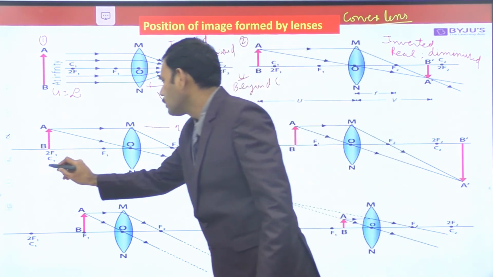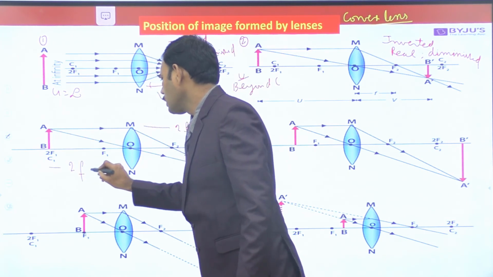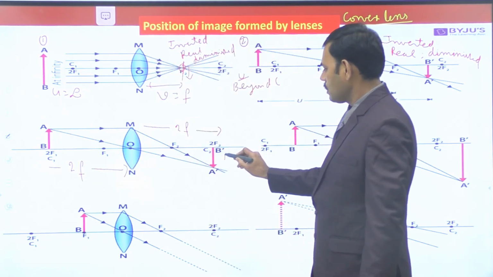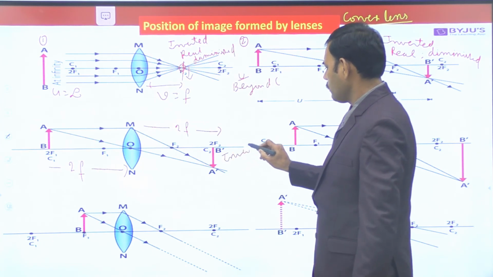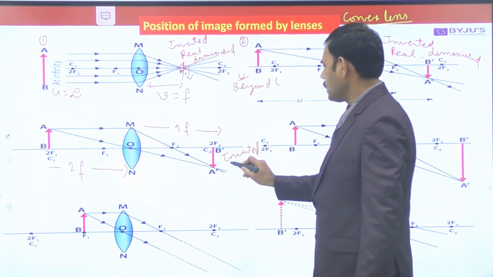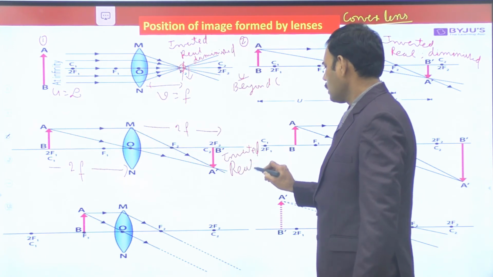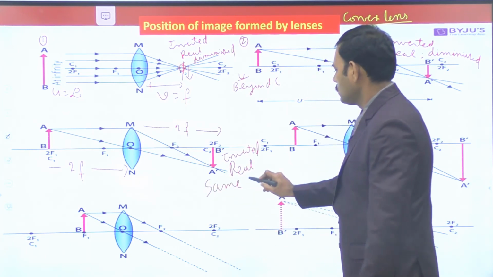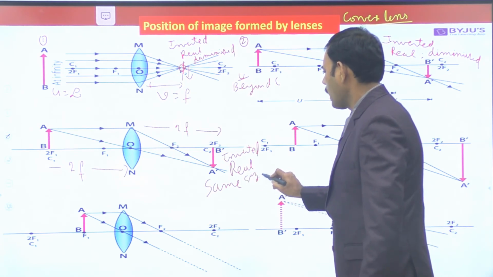Object is at 2f, image is also at 2f, and it is inverted. Here we are observing an inverted, real image, and it is the same size. It is the same in size. Same sized image. Magnification is 1.